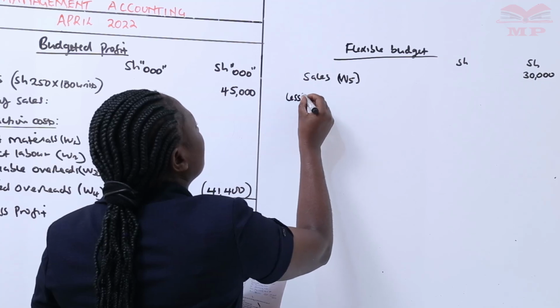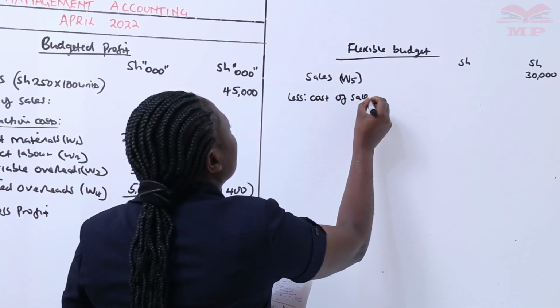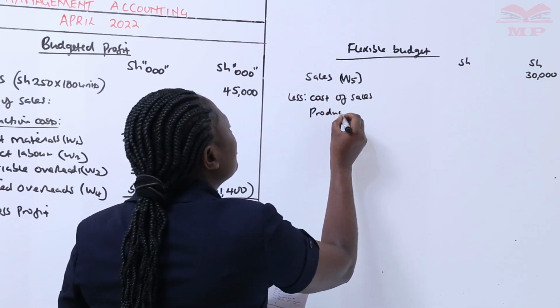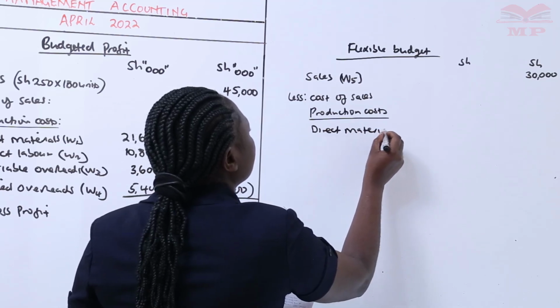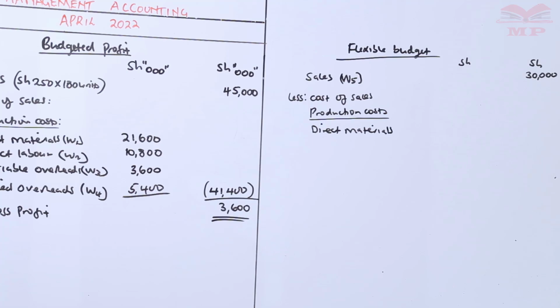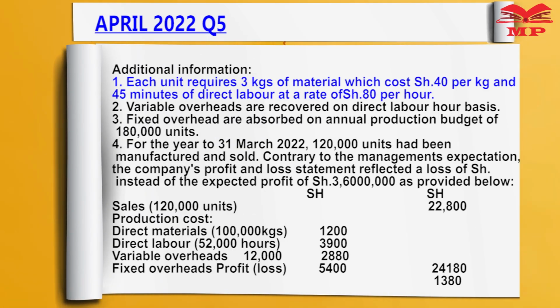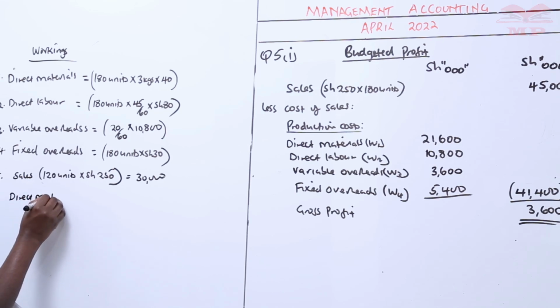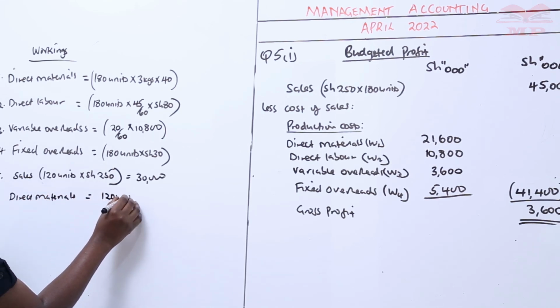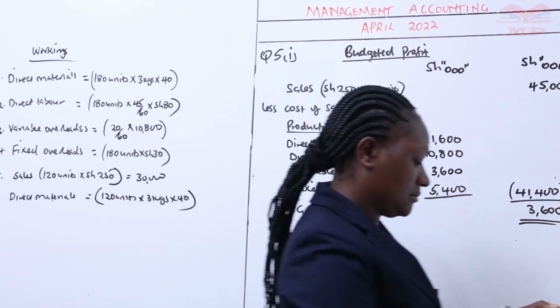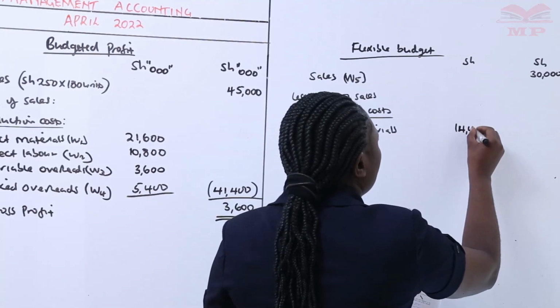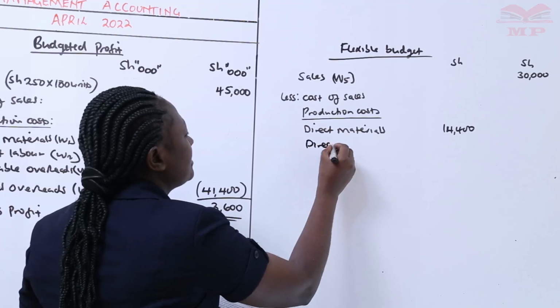Then we less the cost of sales. So under the cost of sales, we have production costs, which are including direct materials. So how will we calculate direct materials? Note number 6 of that same question. We are told in note number 1 that each unit requires 3 kilograms of the material at a cost of 40. So for us to calculate direct materials, we now take 120 units times 3 kilograms times 40. And this will give us 14,400 euros.